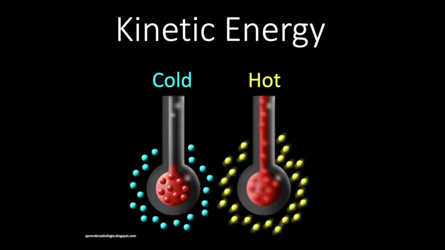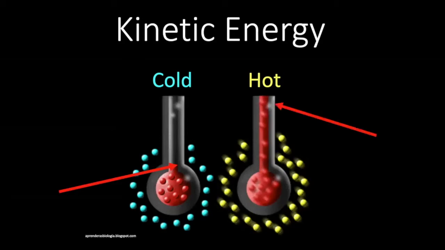The molecules on the left are moving very slowly, which means they transfer very little energy to the alcohol or the mercury in the thermometer, and as a result, we see a lower reading on this thermometer. But if we take a look at the picture on the right, the molecules are moving very quickly. These fast-moving molecules transfer a lot of energy to the alcohol or mercury in the thermometer, which causes the temperature readout on this thermometer to be much higher.